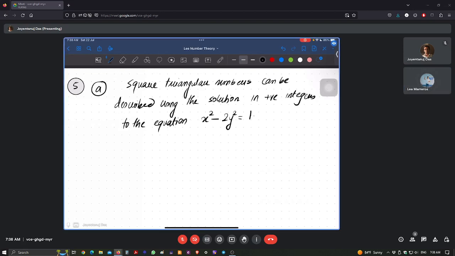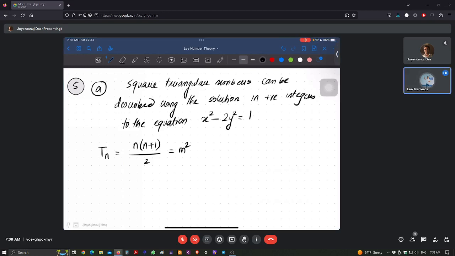So first of all, the form of triangular numbers, Tn, is n into n plus 1 by 2, right? So this is the nth triangular number. And this is also a perfect square, so it equals some m square, right? Because it is also a perfect square. Okay, so that's what it means.